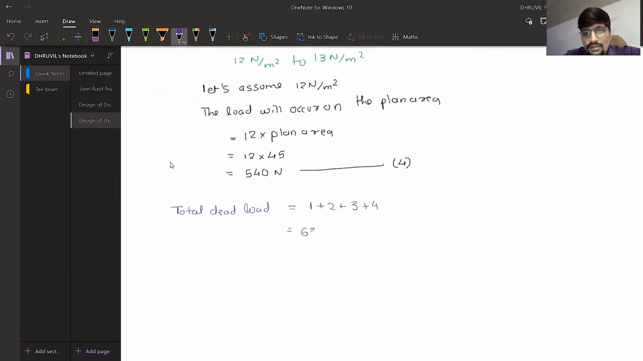So the first one was 6356.4 plus 4050 plus 4500 plus 540. The total load will be 15446.4 Newton. We can write it as 15.44 kilonewton. Okay, so this is the total dead load.